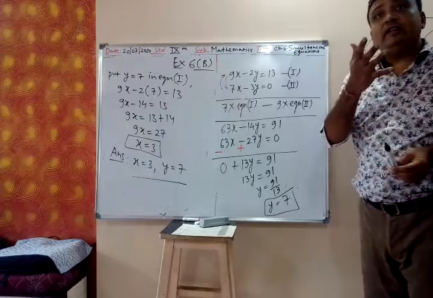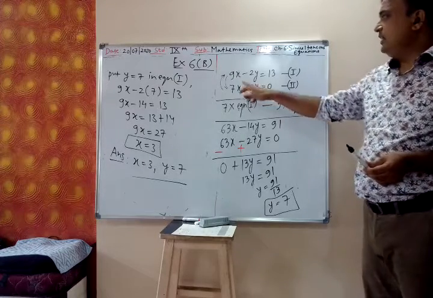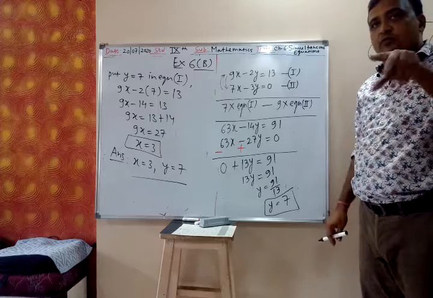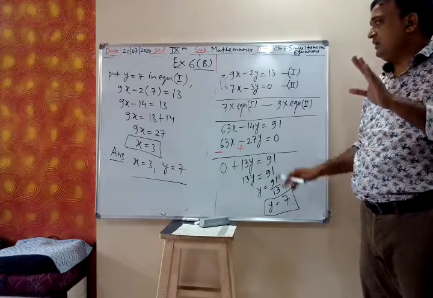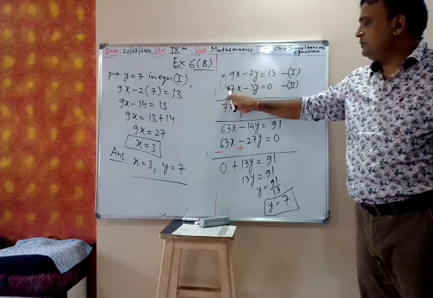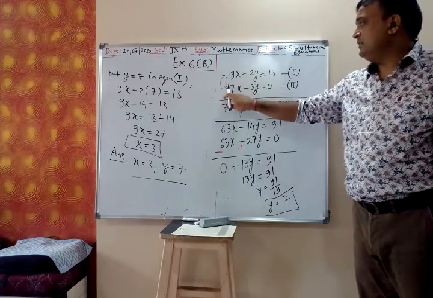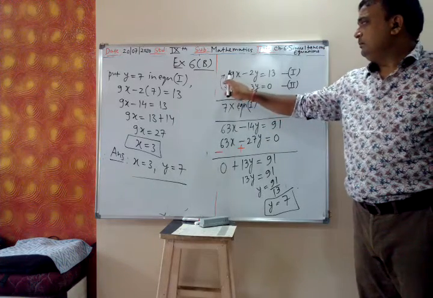Then I will add. Suppose this is plus 9. Opposite sign we have to add, same sign we have to subtract. This was plus 9 and this was plus 7, so I have subtracted because same sign. My plus plus will subtract.